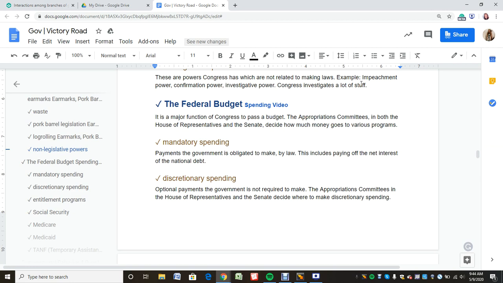Ta-da. So these include the impeachment power, which is partially reserved to the House, partially reserved to the Senate, the confirmation power of the Senate to approve presidential appointments, and the investigative power to check out sneaky, sketchy things that are going on with Russia. Congress investigates a lot of stuff.